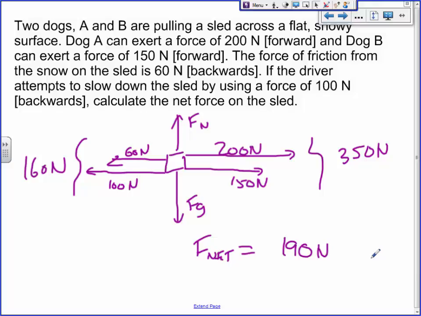Good. Forward. Yeah. Force is a vector. I should put that in a little note here. Force is a vector, because we care about direction. Will this sled continue to move forward then? Yeah. Because the dogs are able to pull the friction that tries to slow it down, the sled will move forward. Does that make sense?